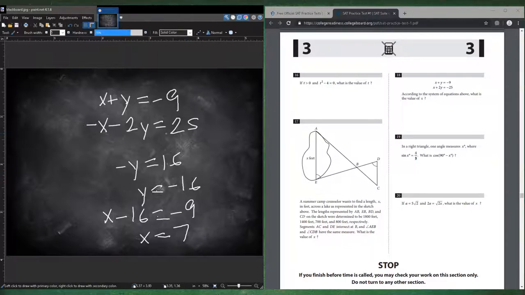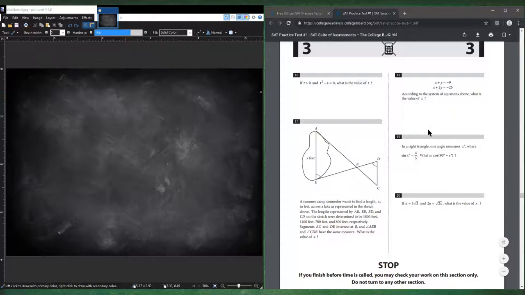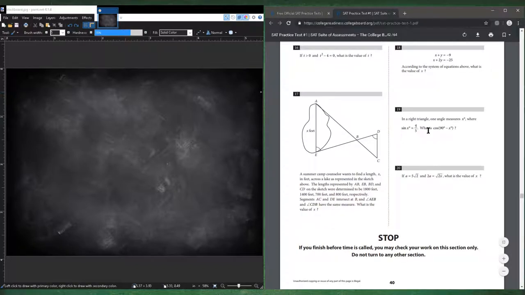So the answer is 7. You can also plug it into the second equation to make sure you're correct. So that would be like the second part in my step, if you watch the first part of the math SAT series.